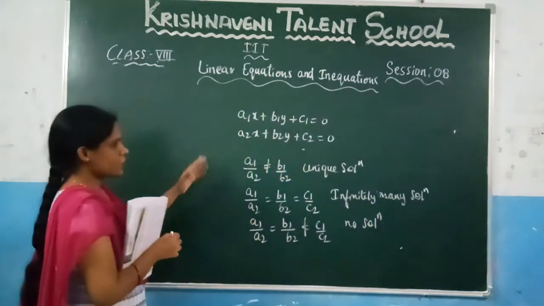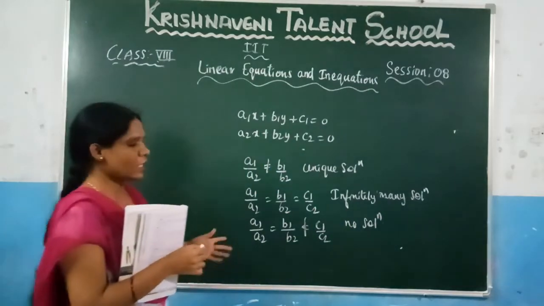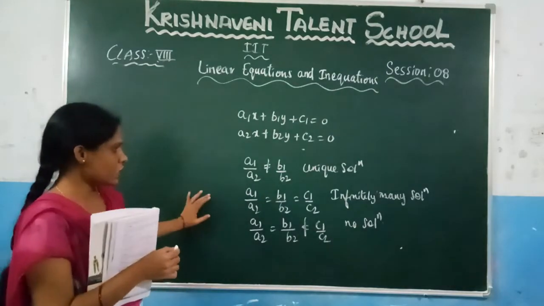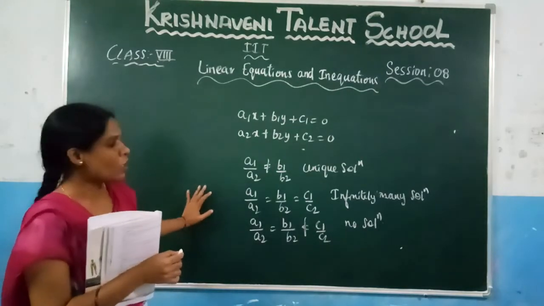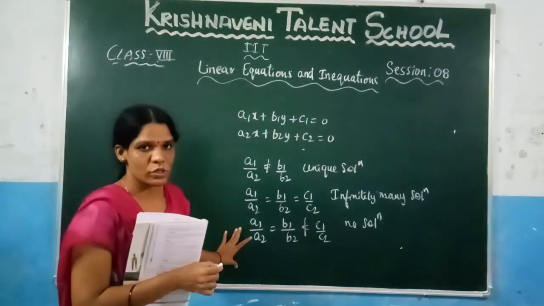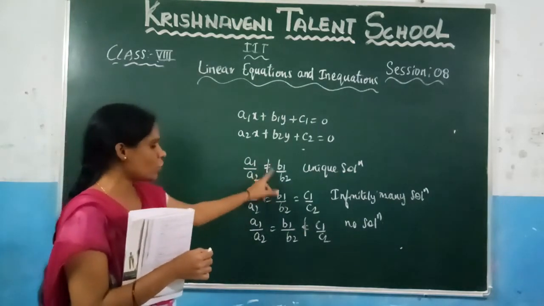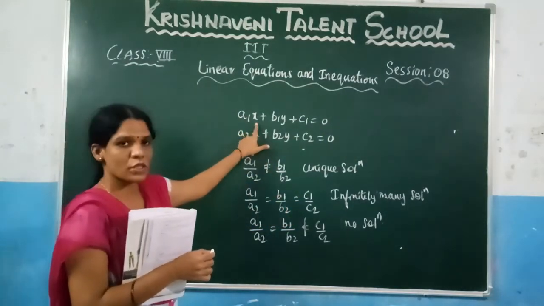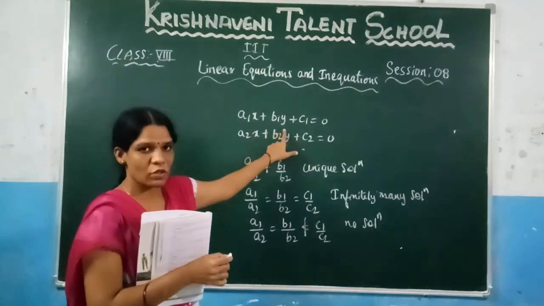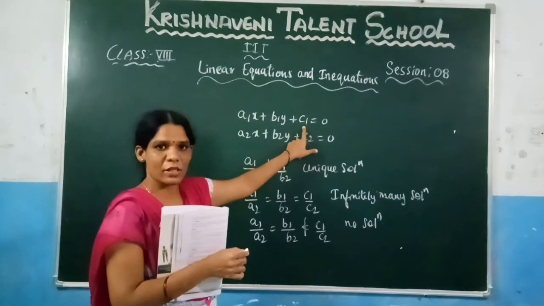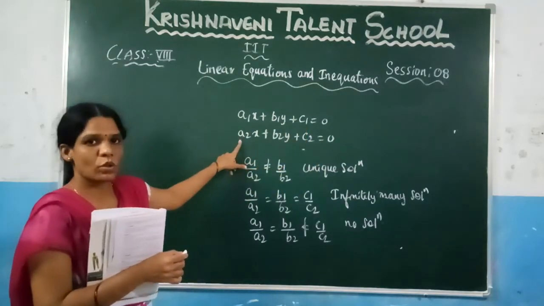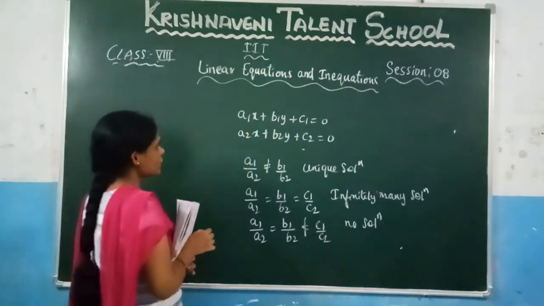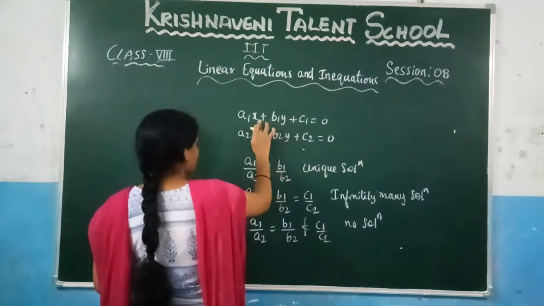If you can remember these three things, then given any two linear equations, without solving them, we can say whether they have a unique solution, infinitely many solutions, or no solution. Here a1, a2 and b1, b2 are nothing but the coefficients. a1 is the coefficient of x, b1 is the coefficient of y, and c1 is nothing but the constant. And a2 is the coefficient of x in the second equation.